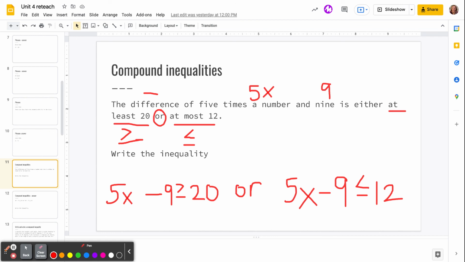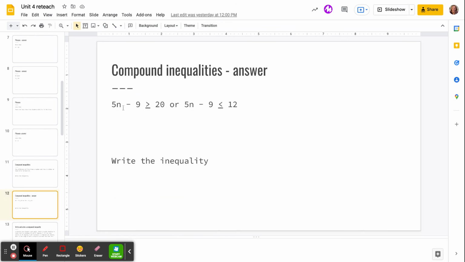We can also go to the next slide to check our answer. So this would be your work, kind of written throughout, and then you check your answer with the next one. That is exactly what we put. 5x minus 9 is greater than or equal to 20, or 5x minus 9 is less than or equal to 12.